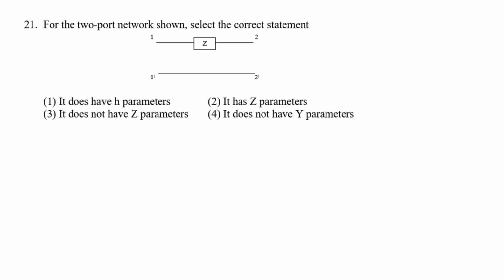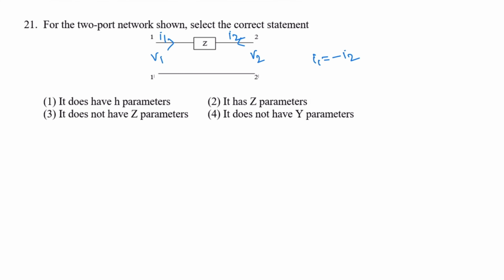Next question. For a two-port network shown, select the correct statement. So this is the given circuit, with input voltage V1 at port 1 and output voltage V2 at port 2. Port 1 current will be I1 and port 2 current will be I2. For this network, which is simply a series element, current I1 is equal to minus I2.